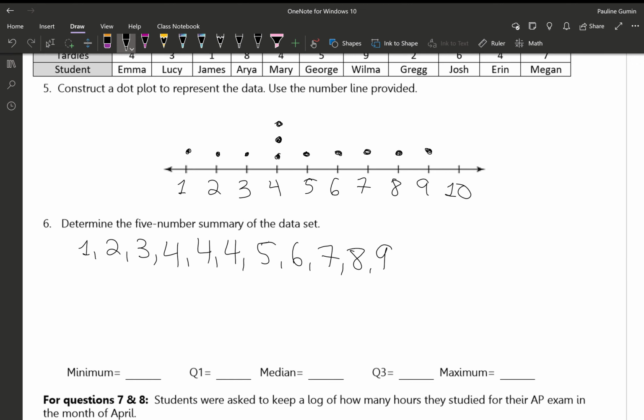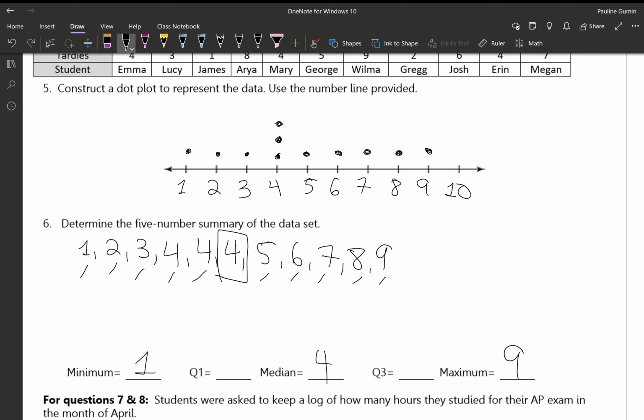Okay. First, let's write down the minimum and maximum. That's the easiest. The minimum, our smallest, is 1. The maximum, our largest, is 9. Now let's find the median. All right. So I'm going to cross one number off from each side and see if I land with something in the middle. If not, we can always divide. Oh, beautiful. I have an actual number in the middle. It's 4. Now for Q1 and Q3, which is quartile 1 and quartile 3.